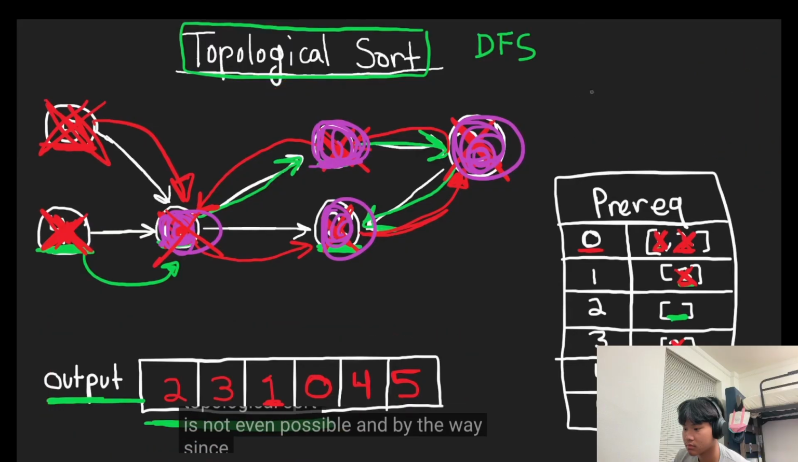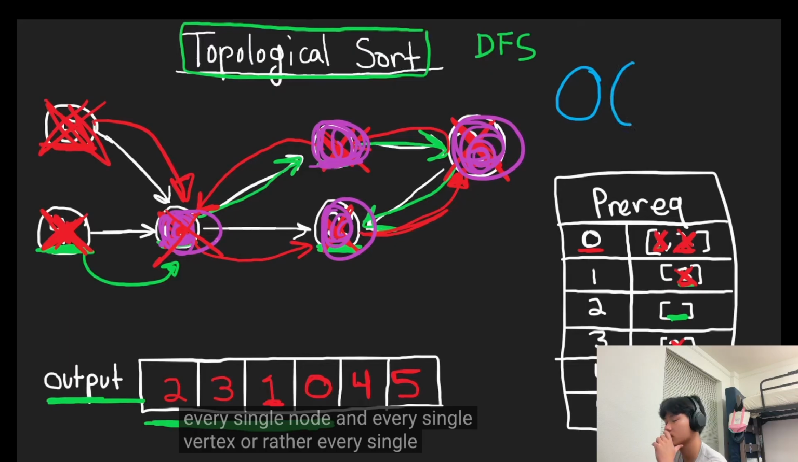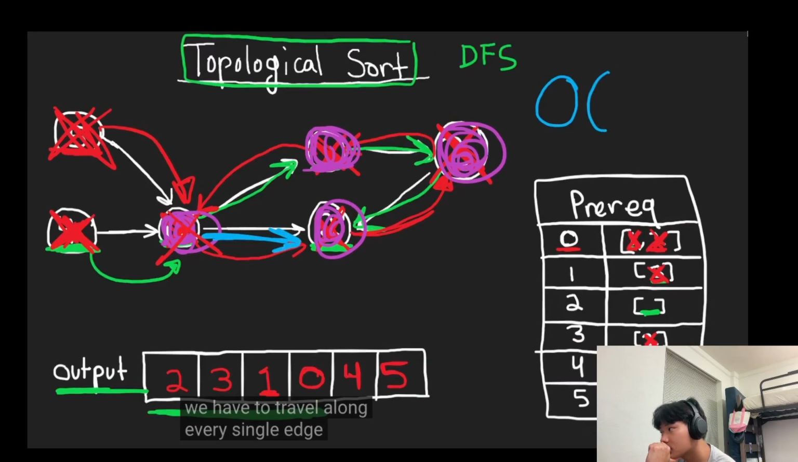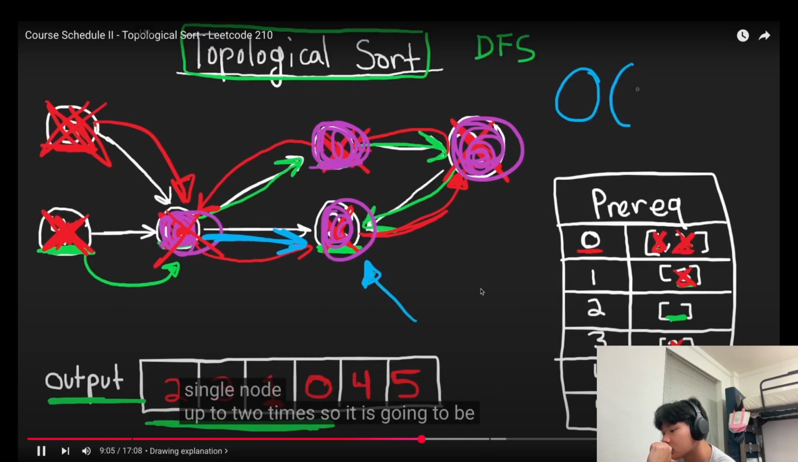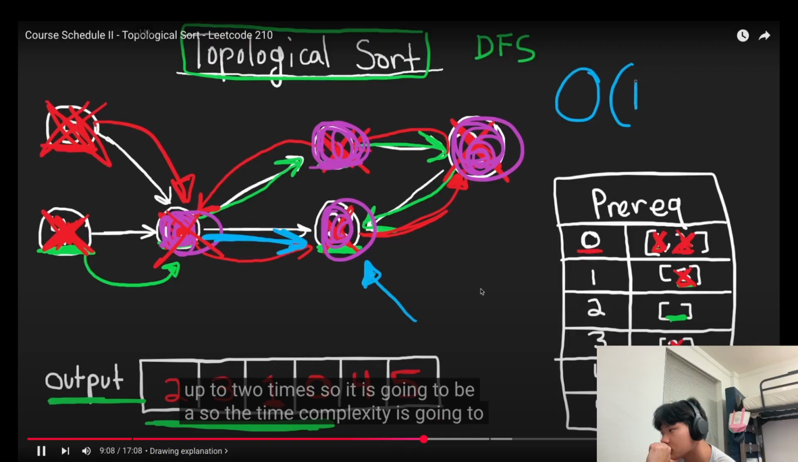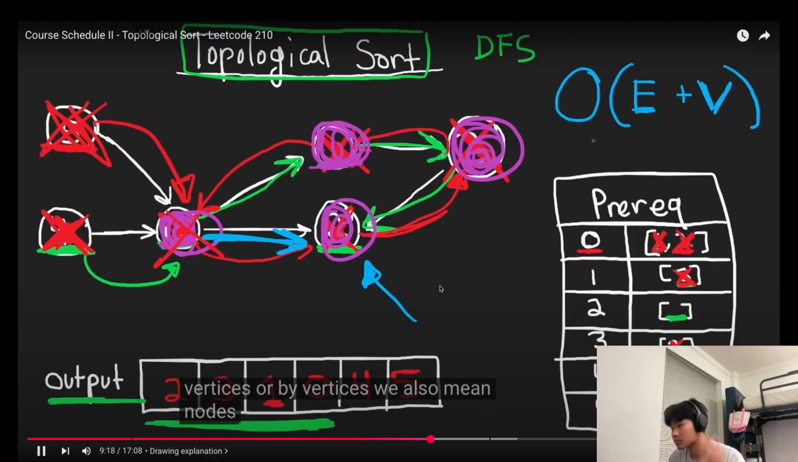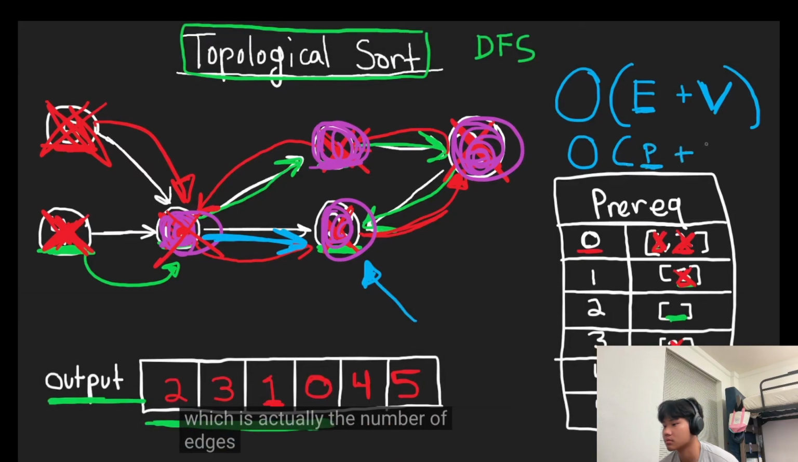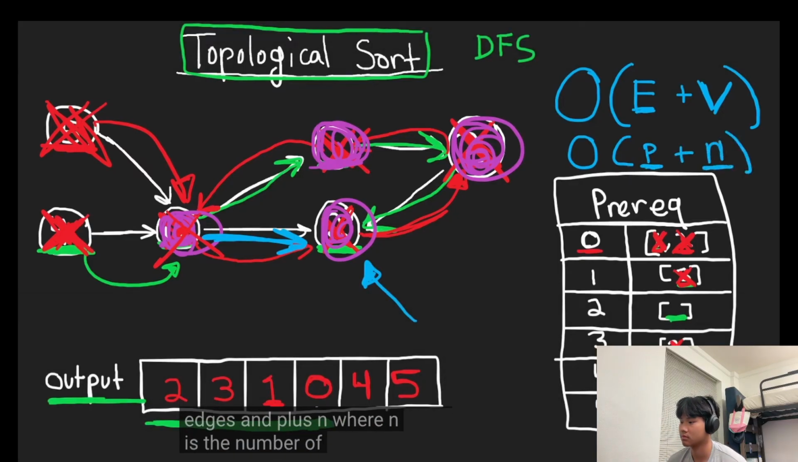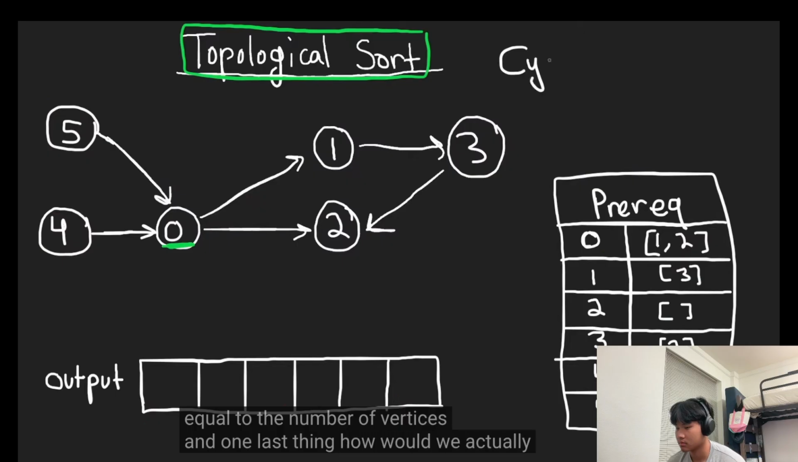And by the way, since we are visiting every single node and every single edge, right? We have to travel along every single edge, I think at least twice, and we're probably going to visit every single node up to 2 times. So the time complexity is going to be the number of edges plus the number of vertices, or by vertices, we also mean nodes. So we could also write this as O of P plus N, where P is the number of prerequisites, which is actually the number of edges, and N is the number of courses, which is also equal to the number of vertices. And one last thing, how would we actually detect a cycle?